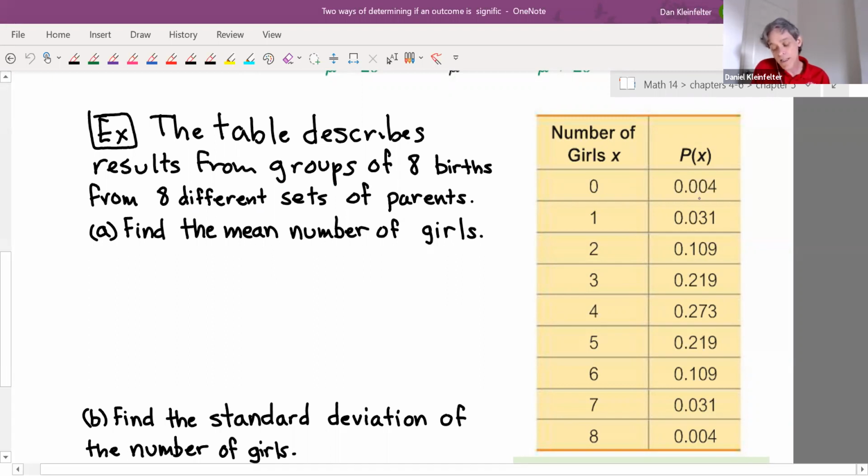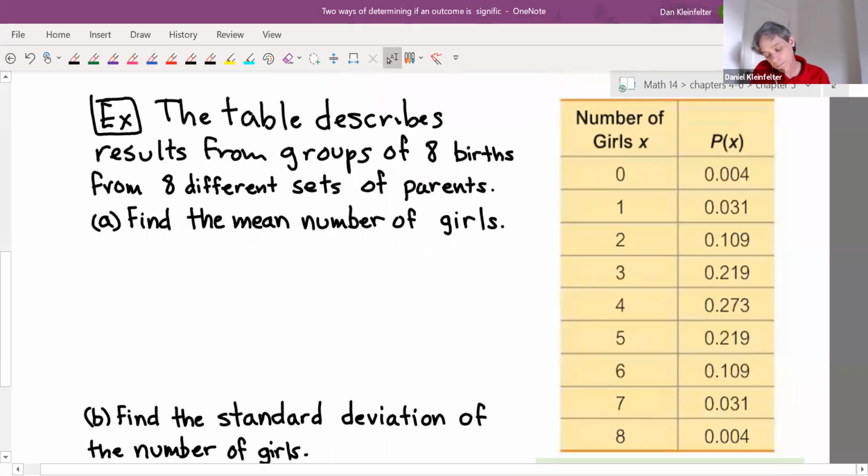So there's a 0.004 chance that out of those 8 babies, you'll have no girls, and a 0.109 chance that out of those 8 babies, you'll have 6 girls. So that's how to read the table. Out of 8 babies, the number of girls is basically how to read the table. And then what is the probability of getting that number of girls in 8 babies? Okay, so the first thing to do is to find the mean number of girls here.